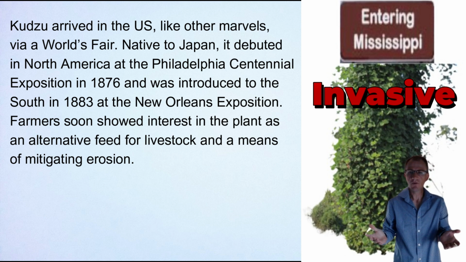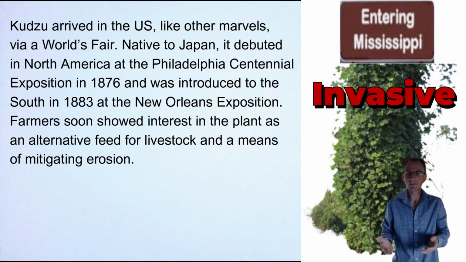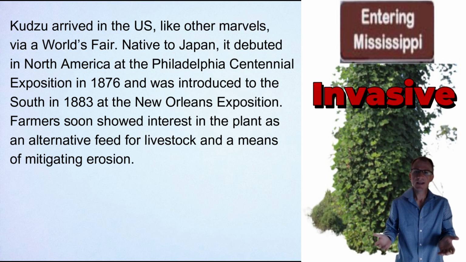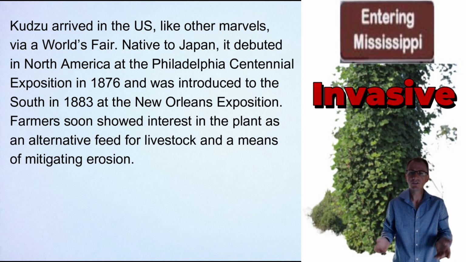Kudzu arrived in the U.S., like other marvels, via World's Fair. Native to Japan, it debuted in North America at the Philadelphia Centennial Exposition in 1876 and was introduced into the South in 1883 at the New Orleans Exposition. Farmers soon showed interest in the plant as an alternative feed for livestock and a means of mitigating erosion.